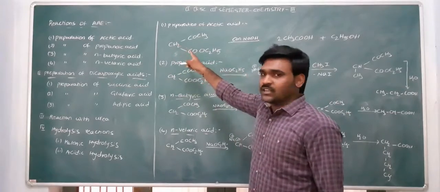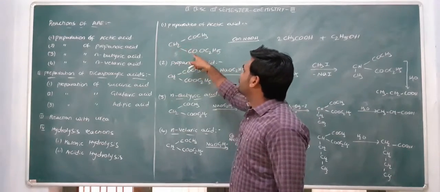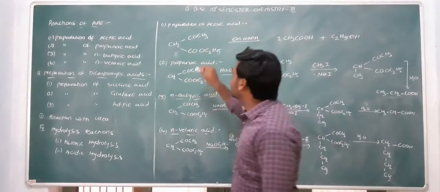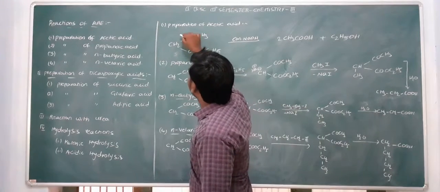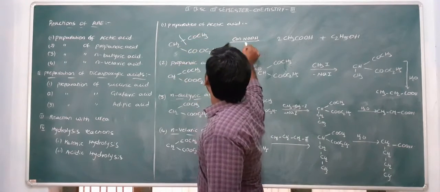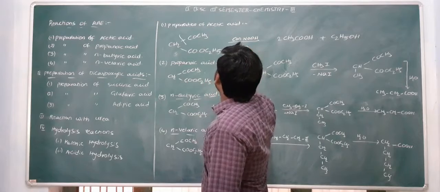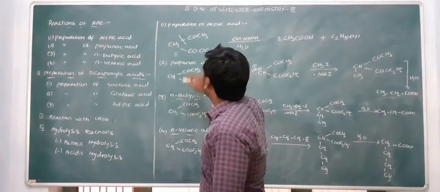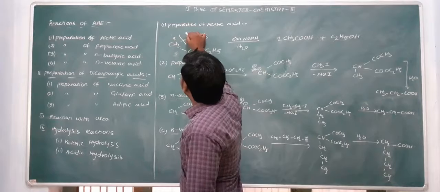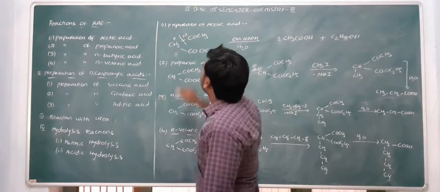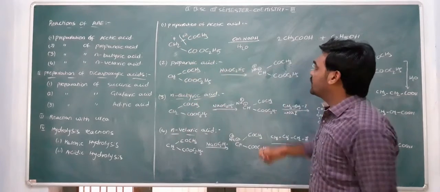First write the acetoacetic ester, CH3COCH2COOC2H5. This is the acetoacetic ester. This bond is broken by NaOH hydrolysis. Hydrolysis gives H2O, H plus and OH minus ions. Here H plus and here OH.